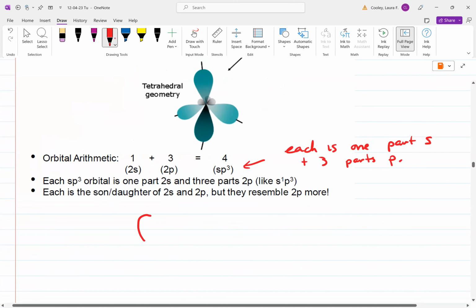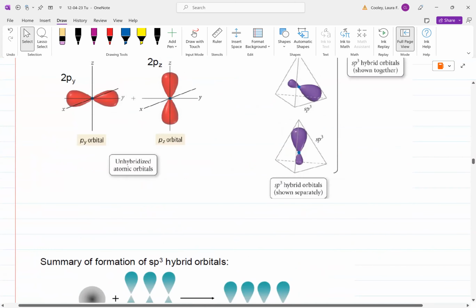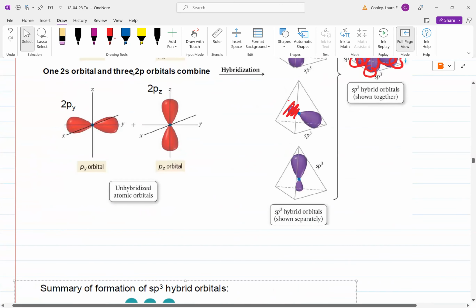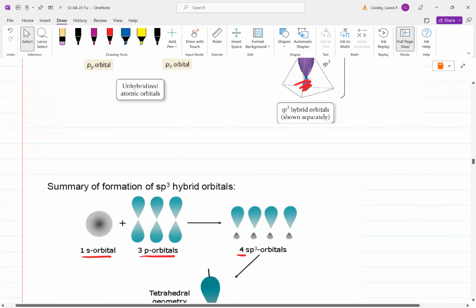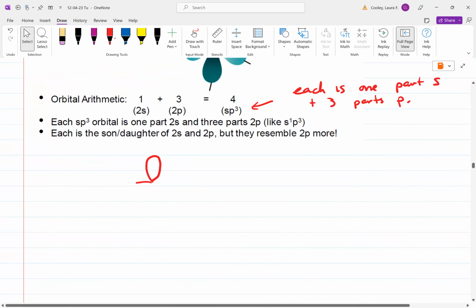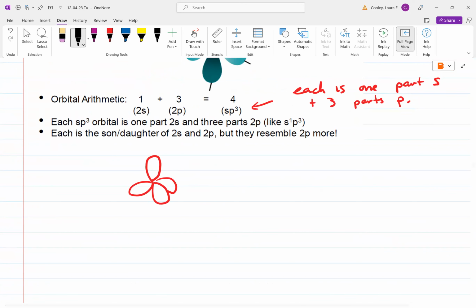Oh, and by the way, when you draw these hybrids, we usually leave off this lobe. It just makes the drawing too complicated. We just draw the big lobe. So you go 1, 2, 3, 4. These are your 4 sp3 hybrids. And they each overlap with a hydrogen 1s. And that is your CH4 molecule.